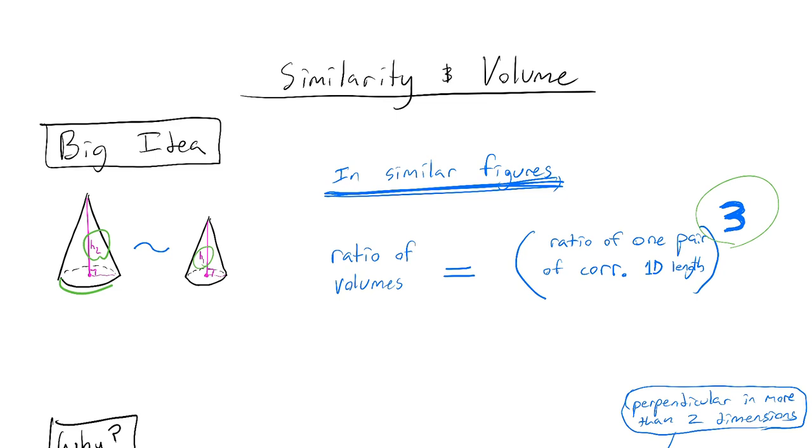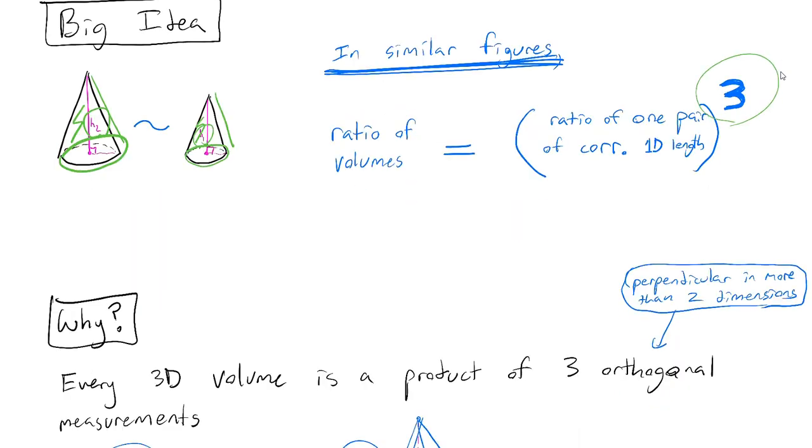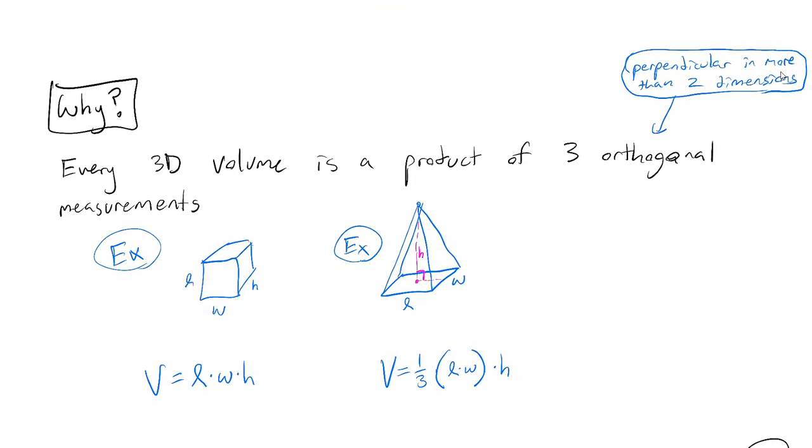It could be the circumference of the base, if this is a cone. It could be the slant height. It could be an arbitrary lightning bolt on the side that got enlarged. So any single corresponding one-dimensional length to the third power, that's the ratio of the volumes of similar figures. Okay, so the why here is the same as why the ratio of the areas is to the second power.